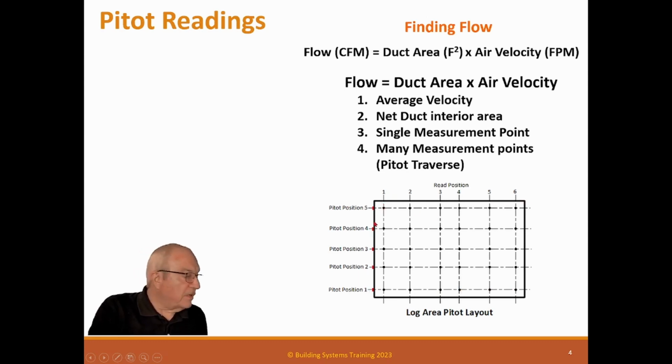Is this 6 or 5? I think this is 5. Yeah, it's 5. So we have 5 on this side and 6 on this side. And so basically we'll read at each one of these points. And when we're done, we'll have a reading for every one of those points, and then we'll average them all. And you can set your meter up to data log this, so it'll do that automatically.